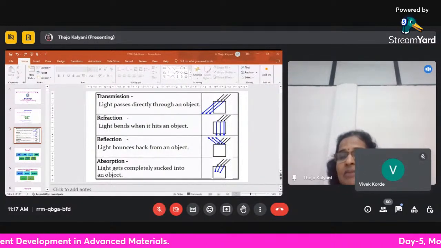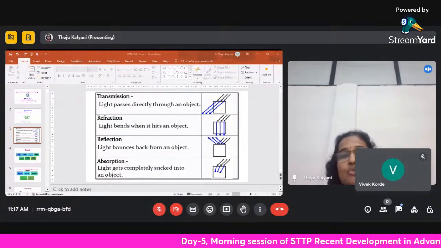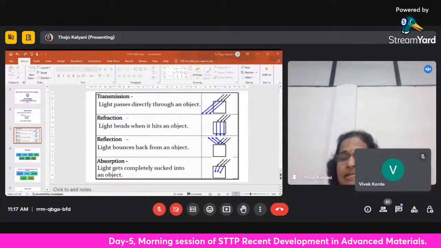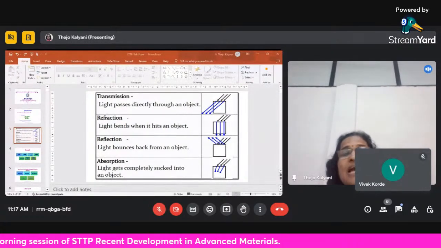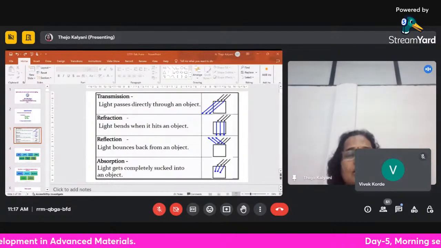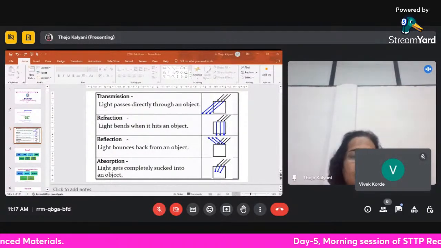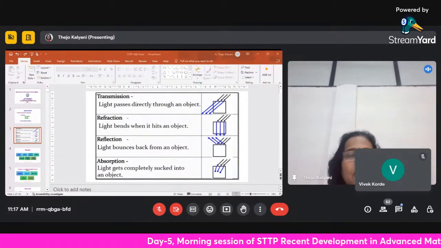And in this case, the material is going to absorb all the incident light, or partially it's going to absorb, and this phenomenon is known as absorption. So these are the optical materials I'm talking about, and these are the materials which may undergo all these four phenomena whenever light is incident on them.